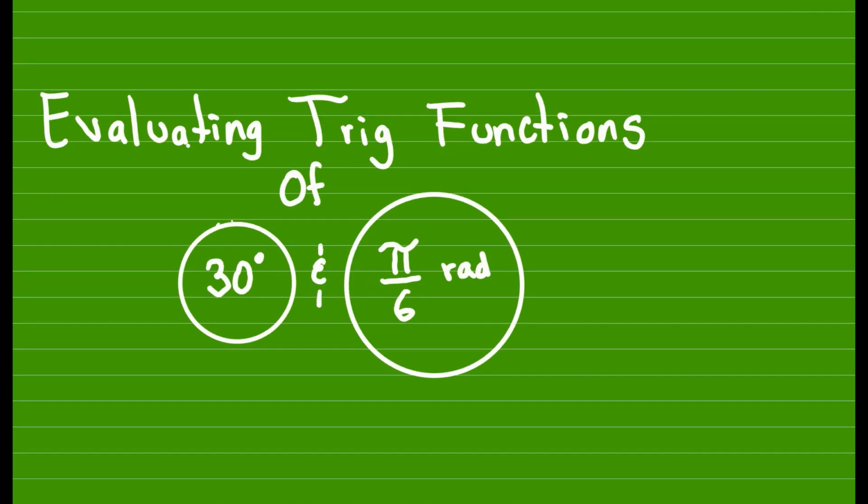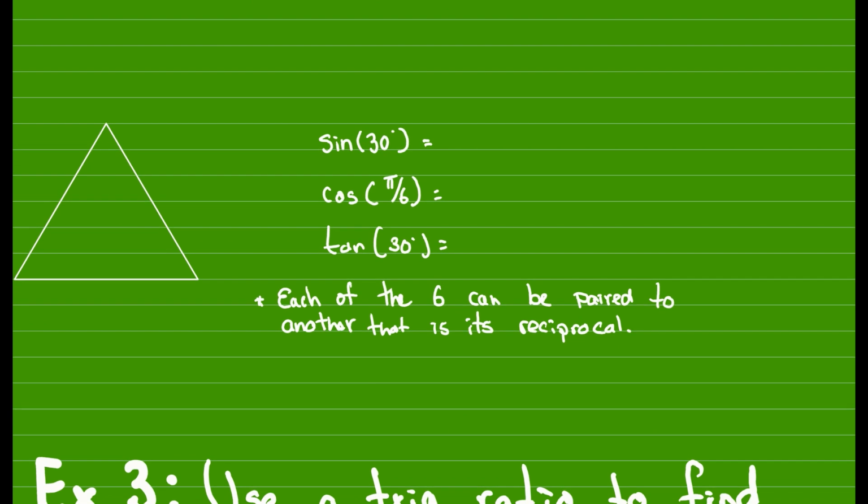Evaluating trig functions of 30 degrees. 30 degrees by the same logic, by dividing those 180 degrees, which is pi radians, along the first and the second quadrant, we can find that pi over 6 is equivalent to 30 degrees. So let's evaluate the ratios for that.